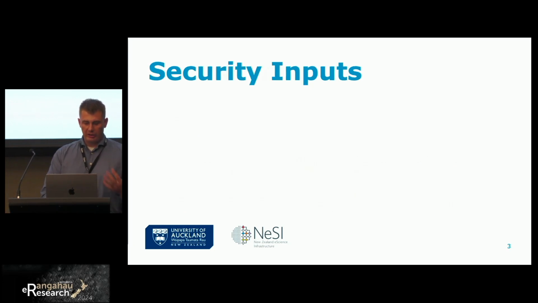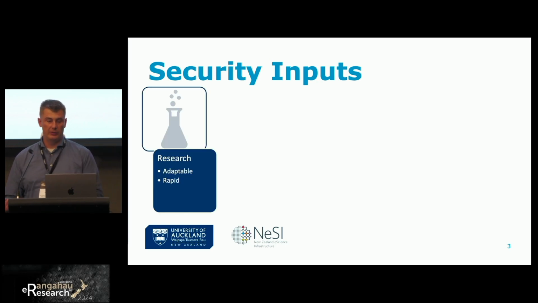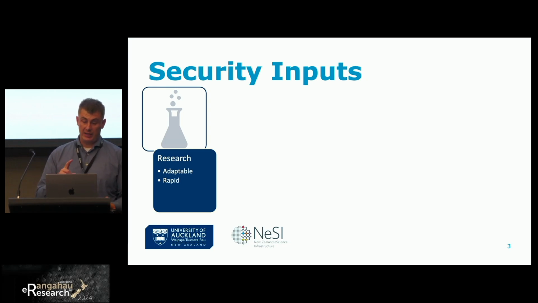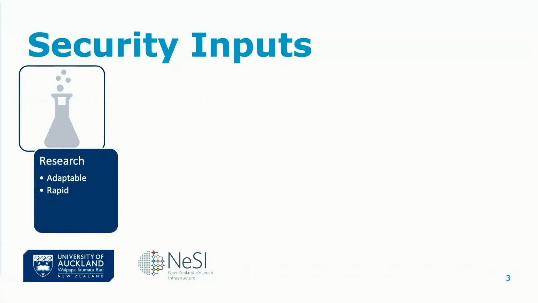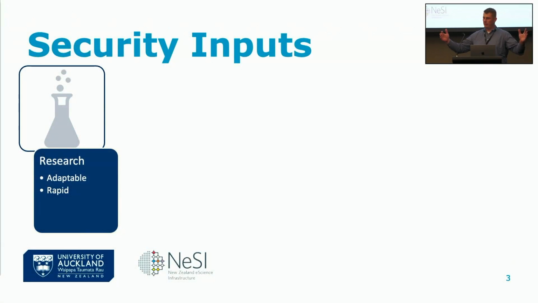So what goes into determining the security of research efforts? So there's the research itself. It has to be adaptable, it has to be rapid, which doesn't go hand in hand with protecting something. Normally you want to put up as big walls as possible and keep everybody who's not supposed to be inside those walls out. Doesn't work when you're constantly changing the field you're working in.